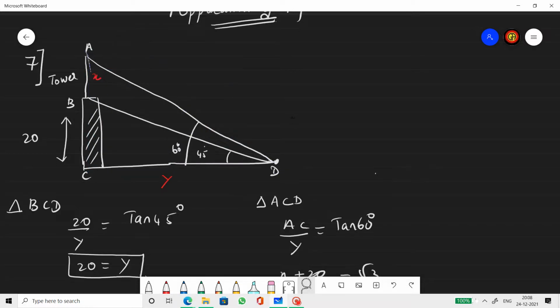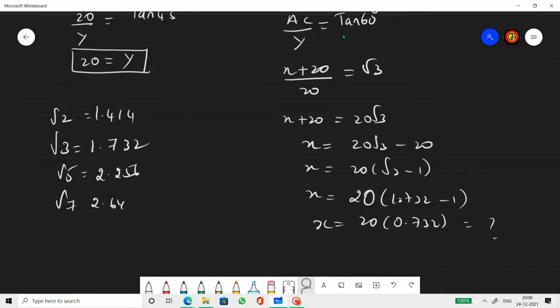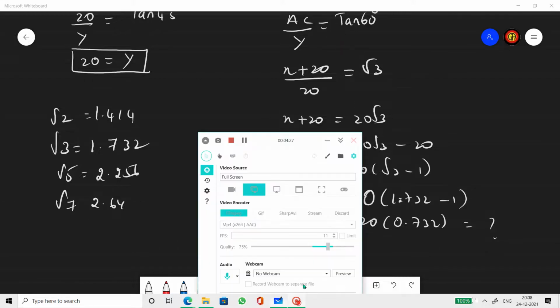In triangle ACD, AC by CD is opposite by adjacent. So (20 plus X) by Y equals tan 60. Tan 60 value is root 3. X plus 20 equals 20 root 3. So X equals 20 root 3 minus 20. Take 20 common out. So X, which is the height of the tower, is 20 times (root 3 minus 1). The answer can be left in this form, or you can simplify. This is not a big deal. So root 3 value is 1.732, and minus 1.